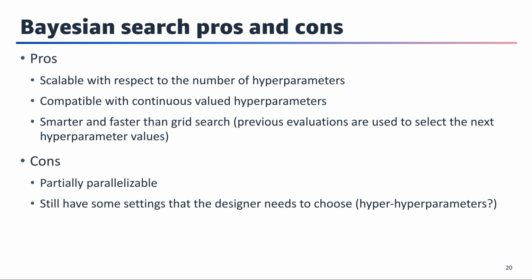Overall, Bayesian search offers a more effective and efficient approach to hyperparameter optimization compared to grid search, particularly for complex models with many hyperparameters. However, it is important to carefully consider the trade-offs and choose the appropriate method based on the specific requirements of the problem at hand.